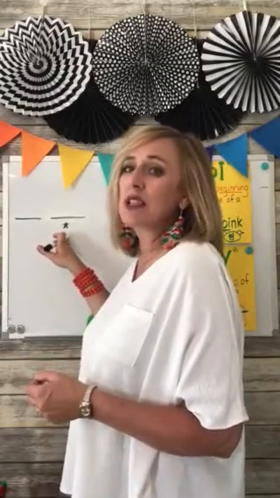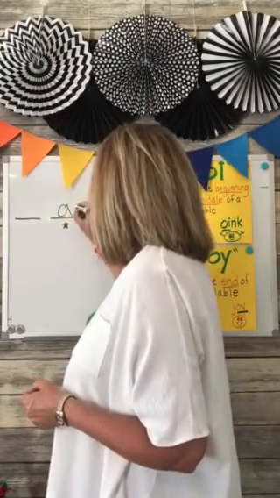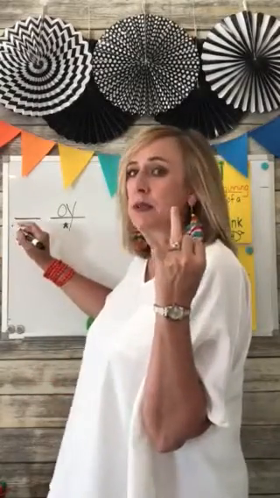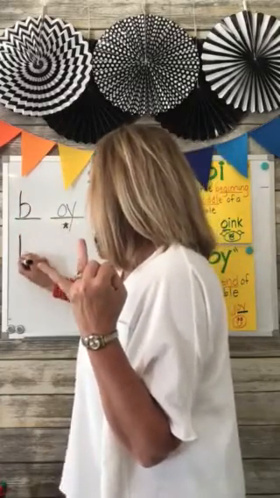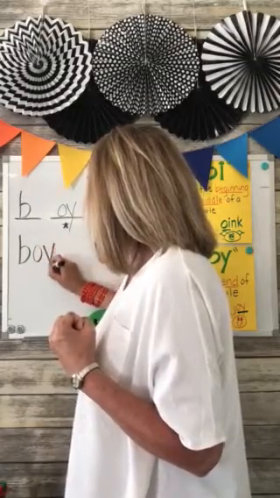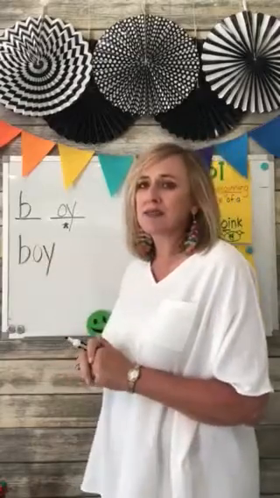We know our rules, so it makes it easy to know if we use OI or OY. If oi comes at the end, then we spell OY. OY says oi at the end. Let's go back to the beginning. B-oy. B. What says B? B says B. Oy. B-O-Y spells boy. Check your spelling with my spelling.